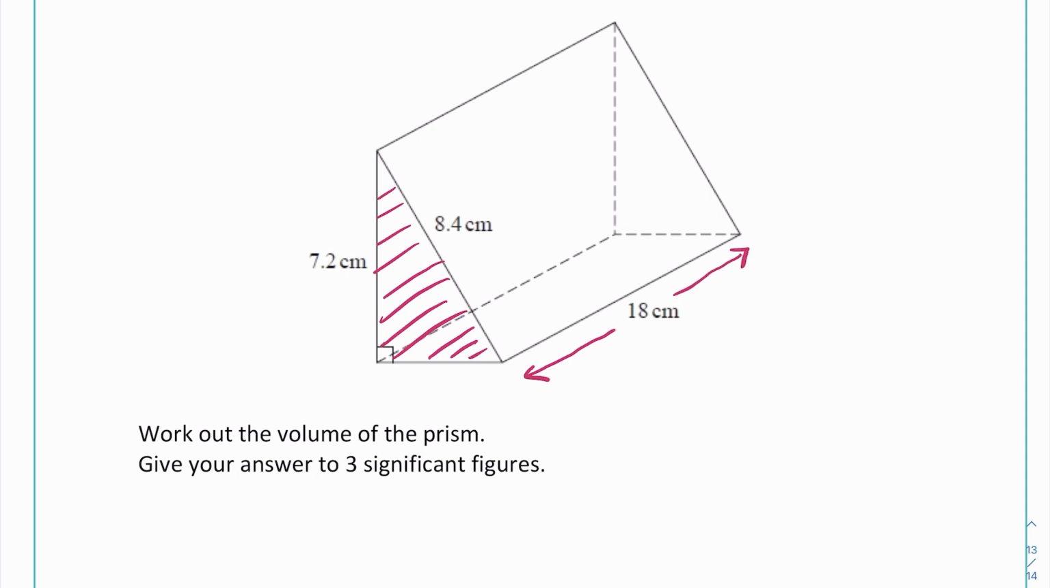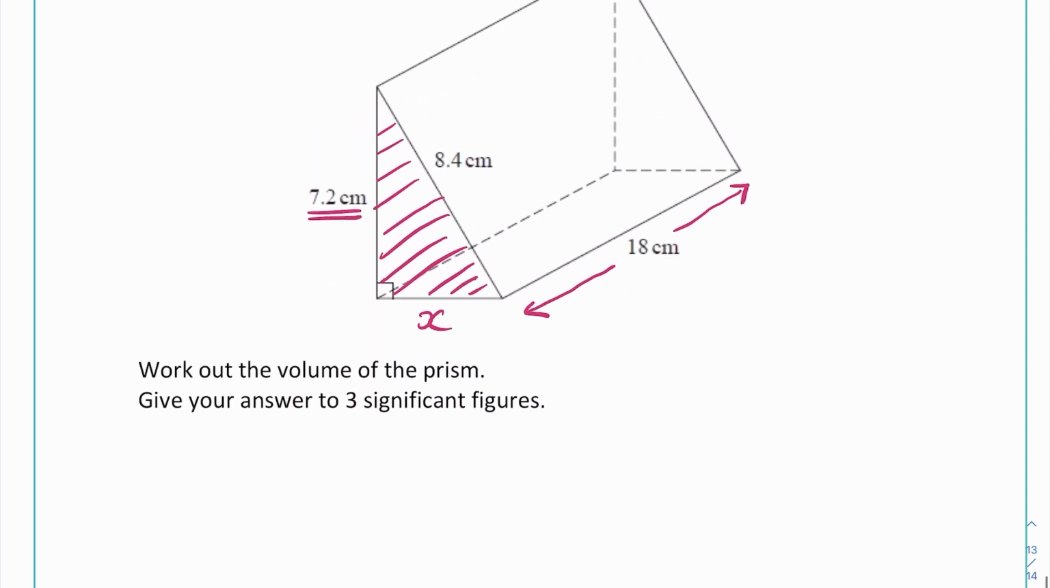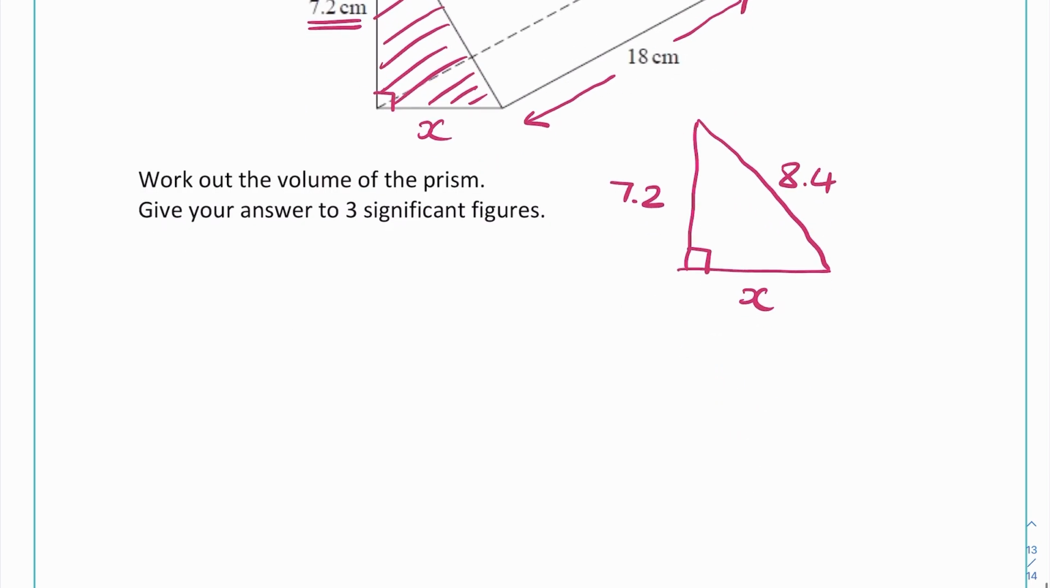In order to work out the area of this triangular cross-section, we need the base and the height. We've got the height, 7.2, but we've not got the base. Let's call that x. But we have got the length of that hypotenuse there, as this is a right-angled triangle. So if we think about just the right-angled triangle, we have the height, 7.2, the hypotenuse, 8.4. We want to work out this missing side. To do that, we're going to use Pythagoras' Theorem.